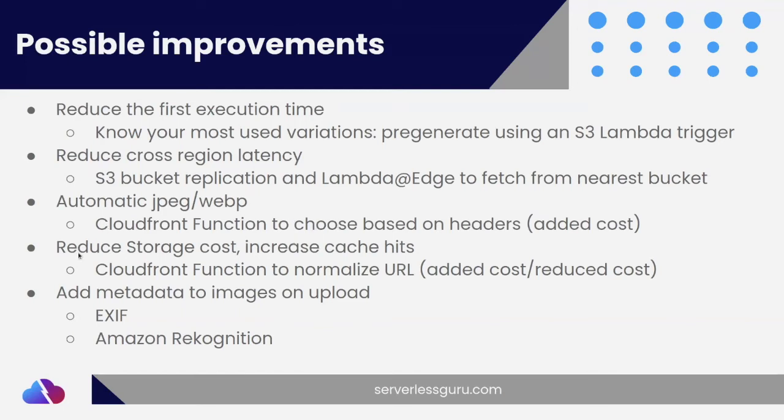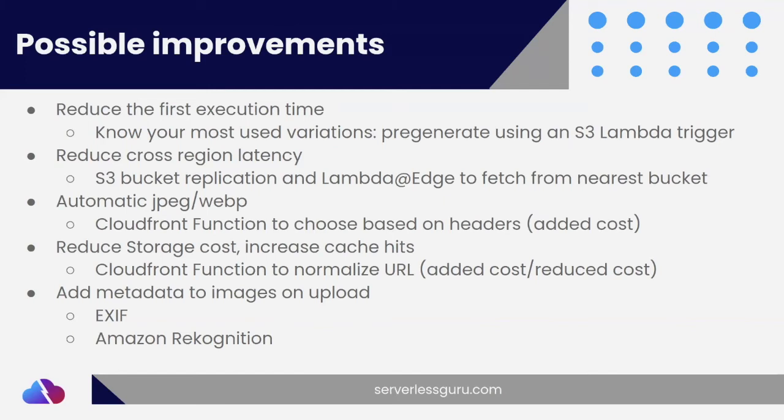Then you could also increase the cache hits. If someone has perhaps noticed that in the parameters I have, I put the width and the height as a parameter. But if I put height and width with the same numbers, it will give me the same image. But from a cache point of view, or from an S3 existence point of view, it's a different file. So I will have to create the same file twice.